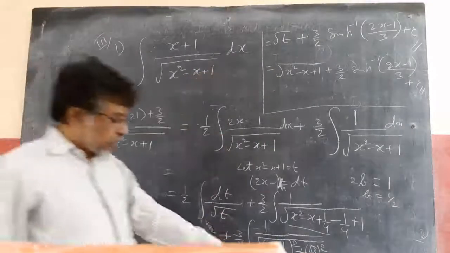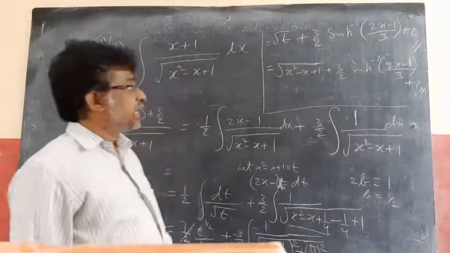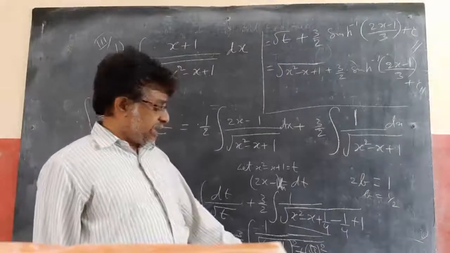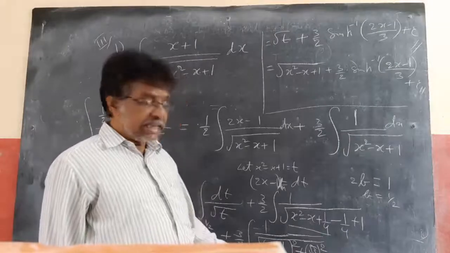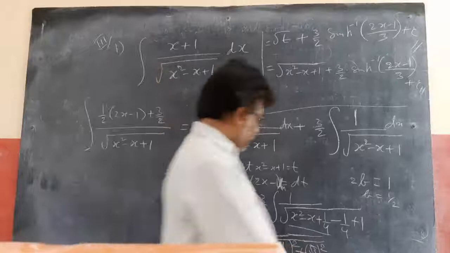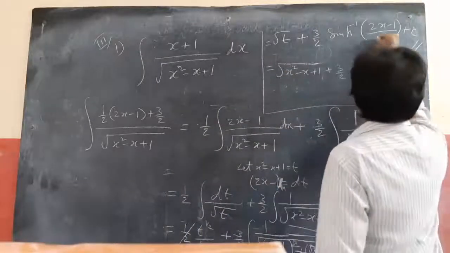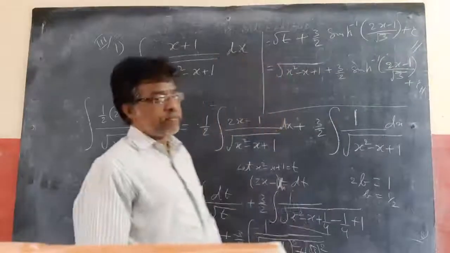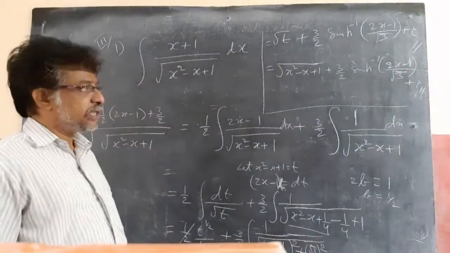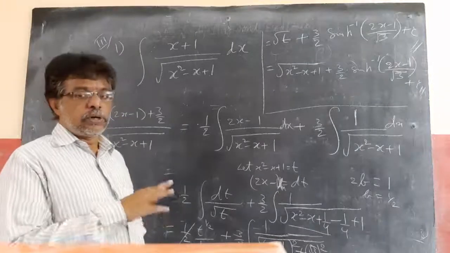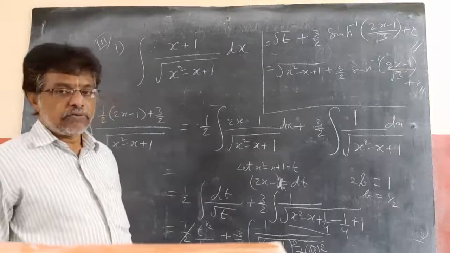This is 1 by root of x square plus a square, that is sin h inverse of x by a. Here x is x minus 1 by 2. If I take LCM, 2x minus 1 by 2, and a is root 3 by 2. So the 2 cancels, and this is sin h inverse of 2x minus 1 by root 3. Sin h inverse of 2x minus 1 by root 3 is the second part. So this is how we will do it for 7 marks.